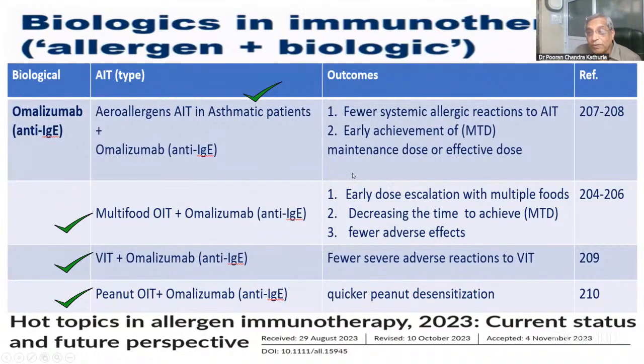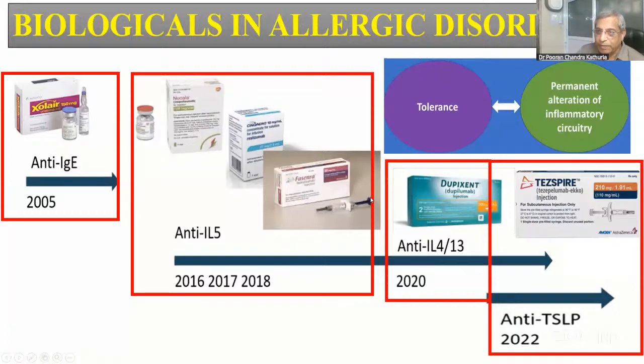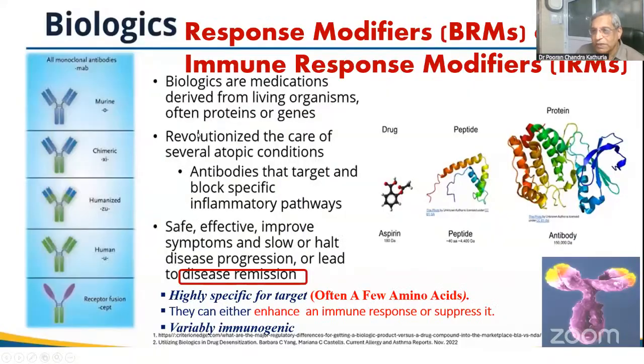This is a hot topic today: adding omalizumab with allergen or food allergen immunity. Most of the studies in the literature are on omalizumab, but very few studies are there on dupilumab as well as tezepelumab. There is no study in the literature of anti-IL-5. Friends, we have got 5 biologicals available in the world. In India, we have got hardly 3. So our focus is now on how they work.